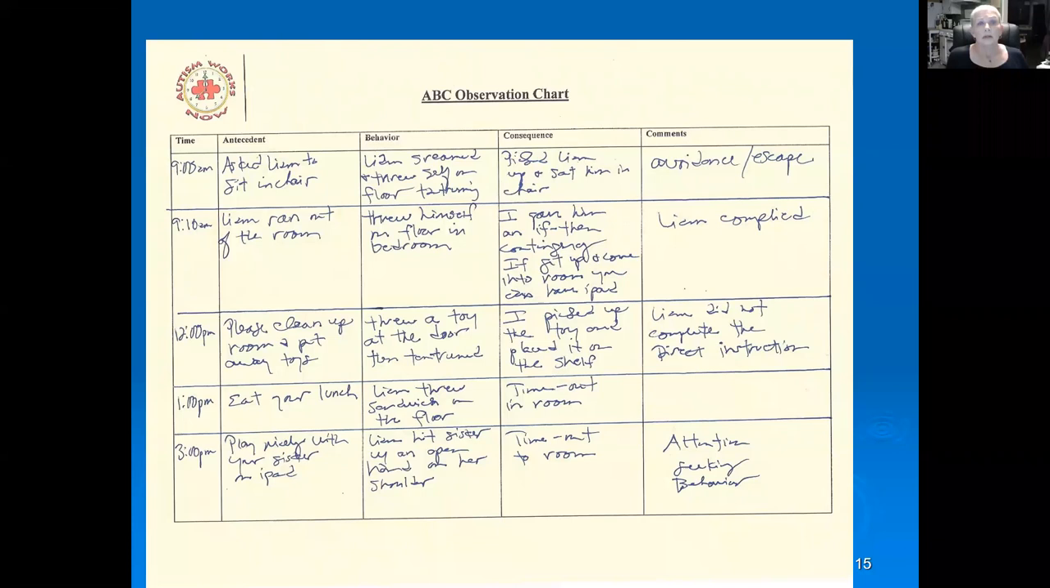Now this is how I'm showing you that there are chains of behavior, and what we call an ABC observational chart is anecdotal. What we call anecdotal data collection. So Liam, 9:10, I looked around, I had that timer on. Oh my gosh, he ran out of the room.